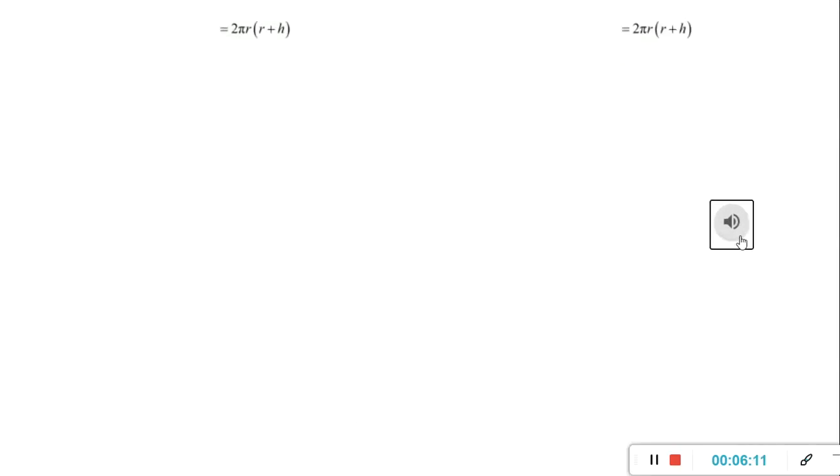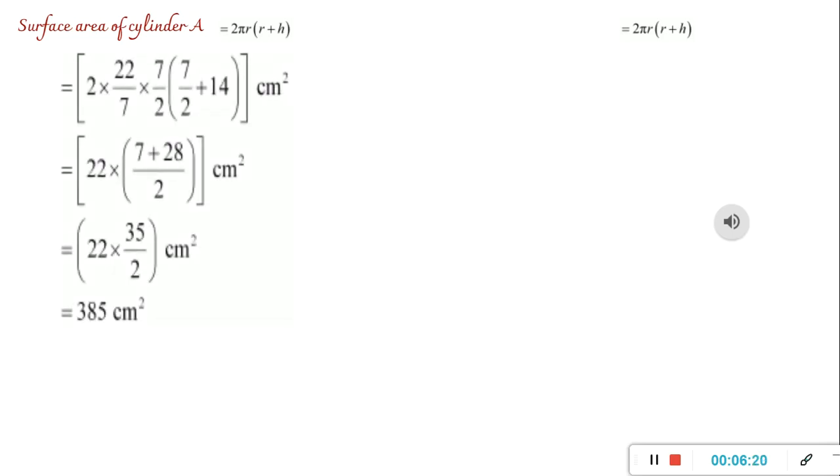Let's see the surface area of cylinder A. What is the formula? The formula would be 2 pi r into r plus h. Right? Here 2 into the value of pi 22 upon 7 into r, 7 upon 2, into 7 upon 2 plus 14. Now inside the bracket it's a fraction. First we can add the fraction. 2 is the LCM. 2 for the 28. So 7 plus 28 upon 2. Here we can cut it. 7 in 7 cancel. 2 and 2 also cancel. Only 22 is remaining outside. So 22 into 35 upon 2. So 2 in 22, 11. So 11 into 35, 385 centimeter square. So the surface area of cylinder A would be 385 centimeter square.